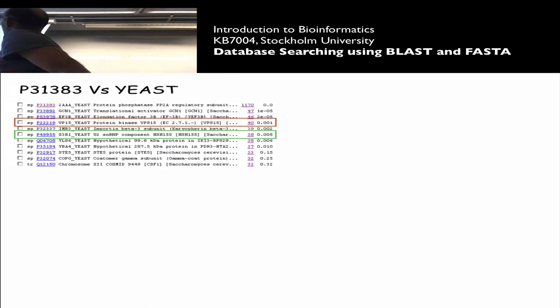But then, if you look here, for instance, you have scores of 40 and 38, so p-values of 0.001 and 0.005. That's 10 to the minus 3. Not that bad. So this is 1 in 1,000 probably to get this wrong, and this is 5 in 1,000. So it's not that bad, these p-values.